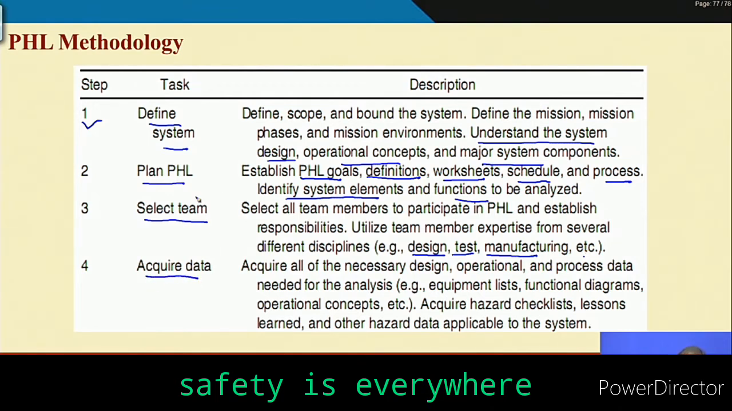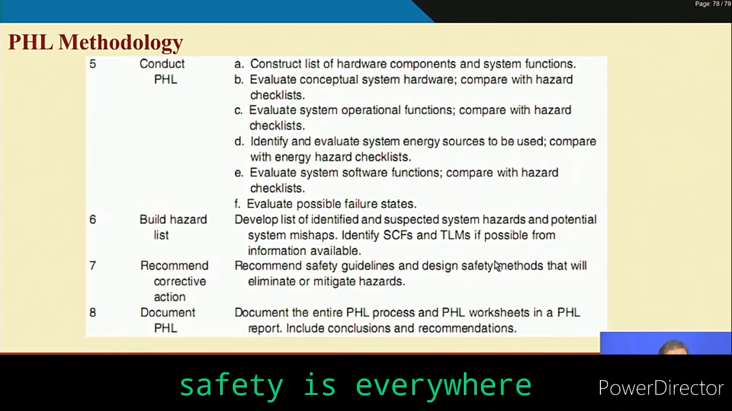Then this team will acquire data, all necessary design and operational process data needed for the analysis: equipment list, functional diagram, operational concepts, hazard checklist you find out, previous lessons learned, all those things you bring, then only it is possible. So, after that what happens? Once you have the knowledge data, conduct PHL. In PHL what do you do?